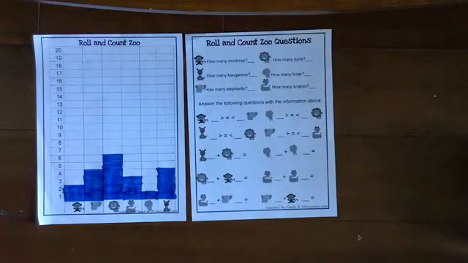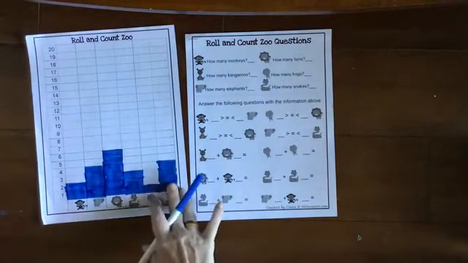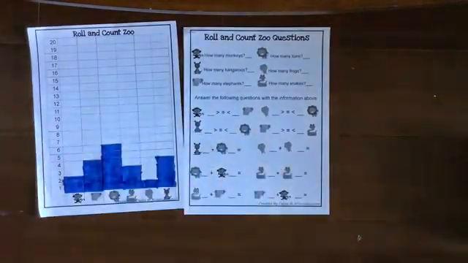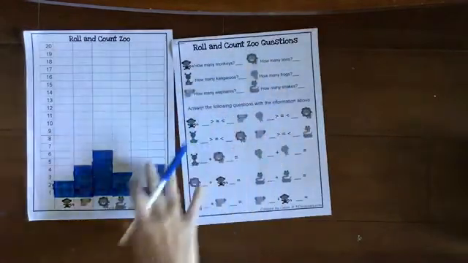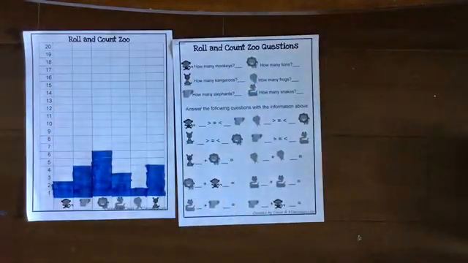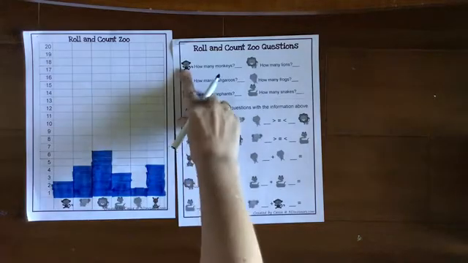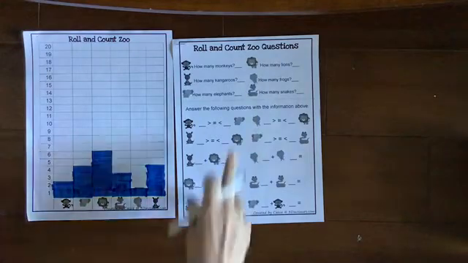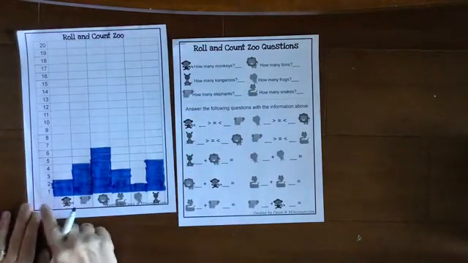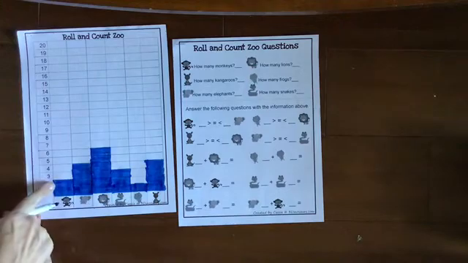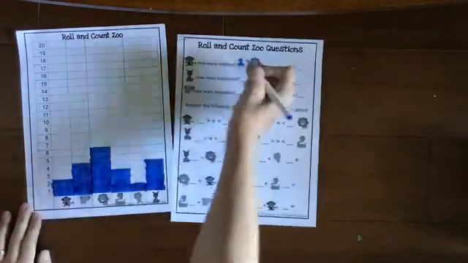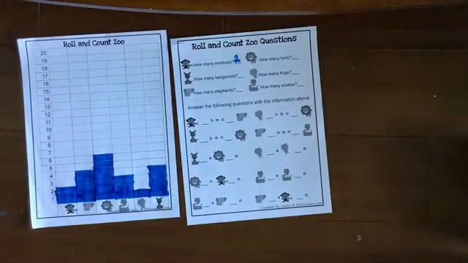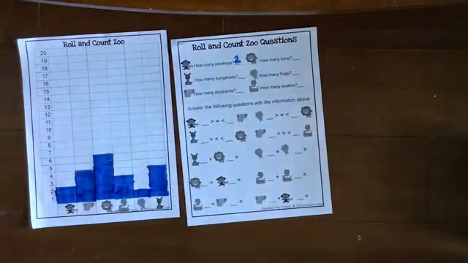All right, so I went ahead and rolled my 20 times. So here's what I ended up with. So here's my graph, and here's where we're going to start answering some questions. So I'm going to start at this top part, because this top part is just asking me how many of each item did I get. So this is a picture of a monkey. So it's asking me how many monkeys. So I'm going to come over to my monkeys, and I'm going to count. So count with me. 1, 2. So I had 2 monkeys. How many monkeys did you roll? So go ahead and count your monkeys and then write it down on your line.